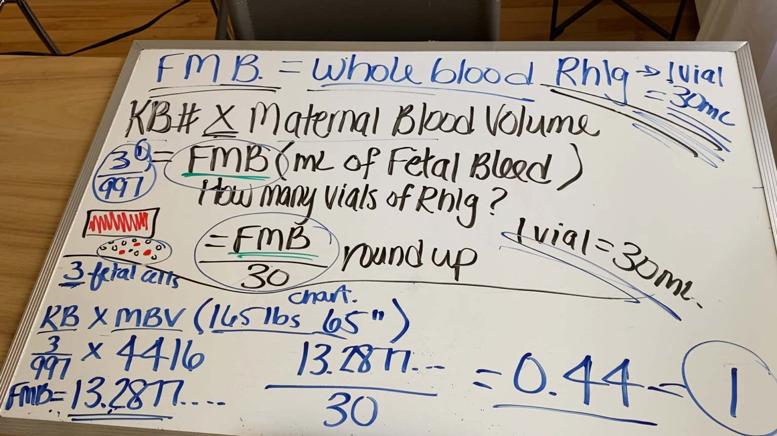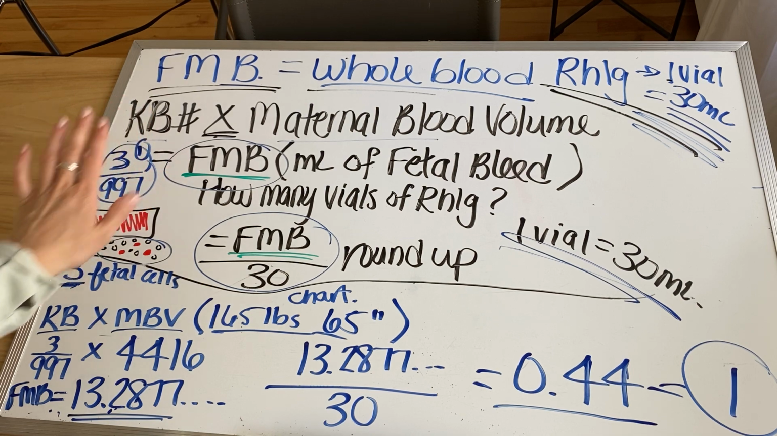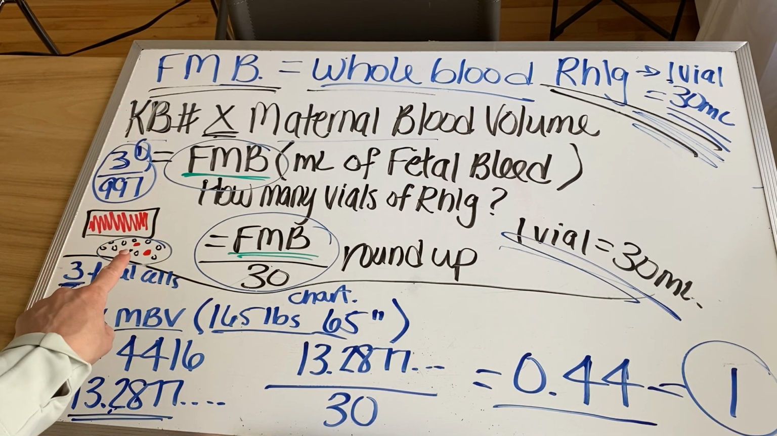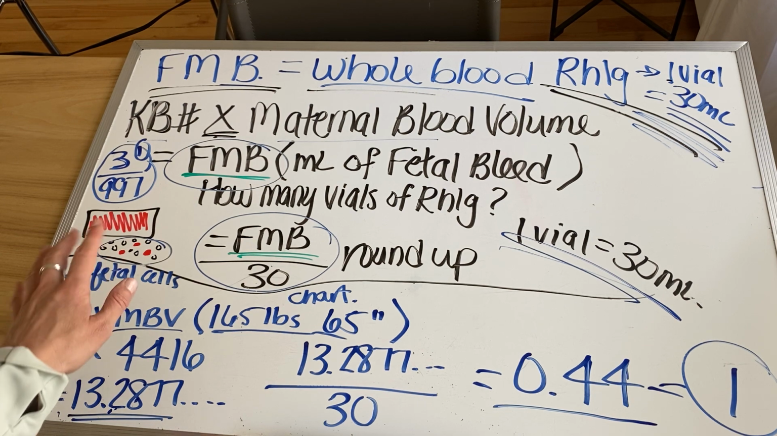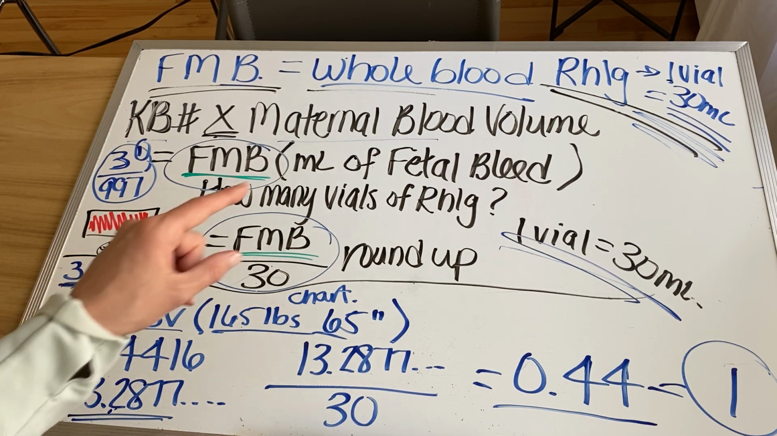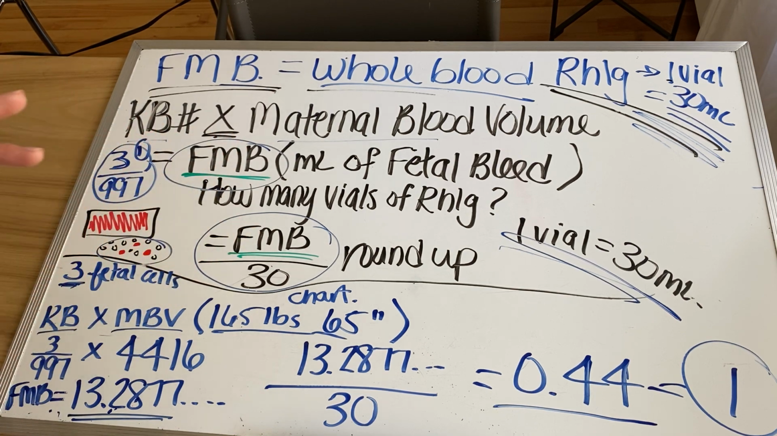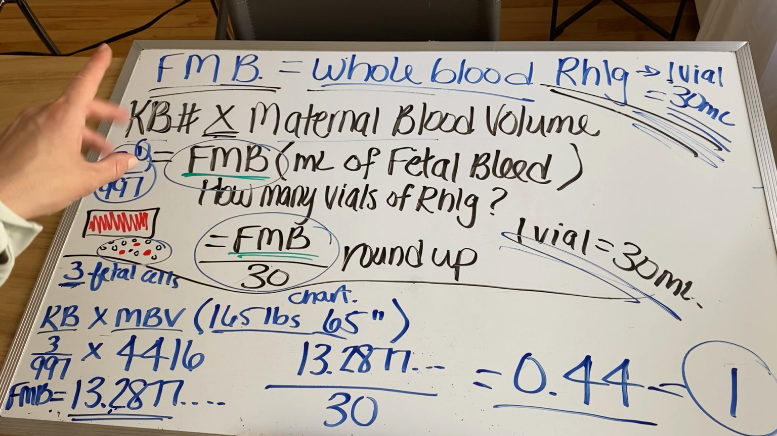Okay. I think that's all I really wanted to say about that. Hopefully that all makes sense to you. This number will change every time, KB. Your KB number will be different based on how many fetal cells you counted under the microscope. And then the maternal blood volume will change based on that particular patient. How much does she weigh? How tall is she? So those numbers will vary.